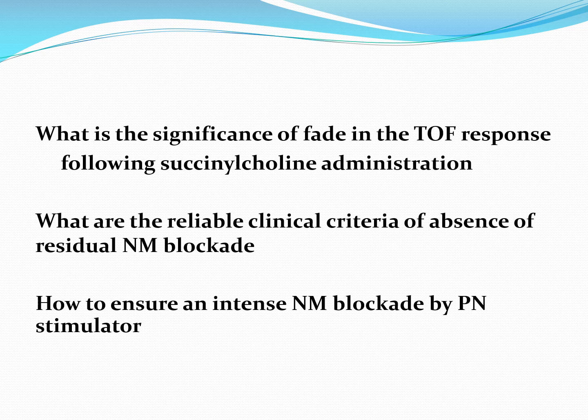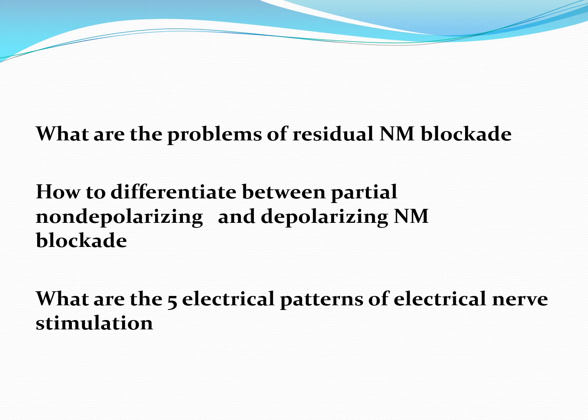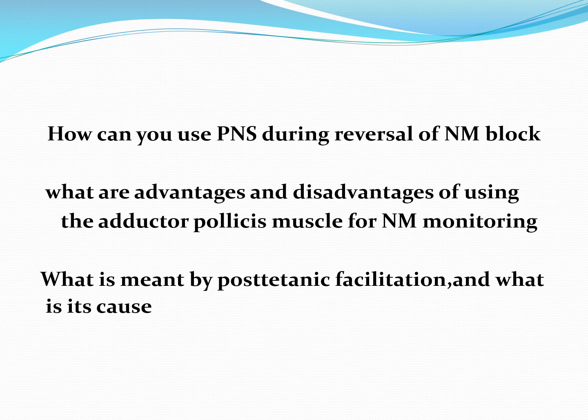How to ensure an intense neuromuscular blockade using a peripheral nerve stimulator? What are the problems of residual neuromuscular blockade? How to differentiate between partial non-depolarizing and depolarizing neuromuscular blockade? What are the five electrical patterns of electrical nerve stimulation? How can you use a peripheral nerve stimulator during reversal of neuromuscular blockade? What are the advantages and disadvantages of using the adductor pollicis muscle for neuromuscular monitoring? And finally, what is meant by post-tetanic facilitation and what is its cause?